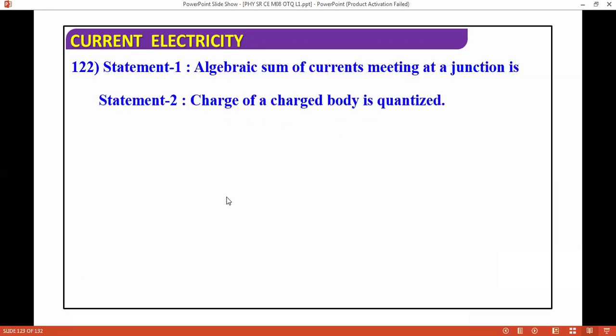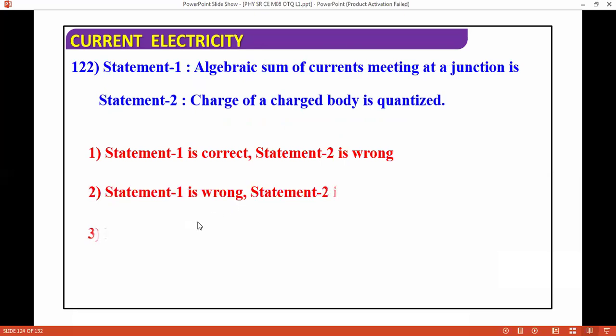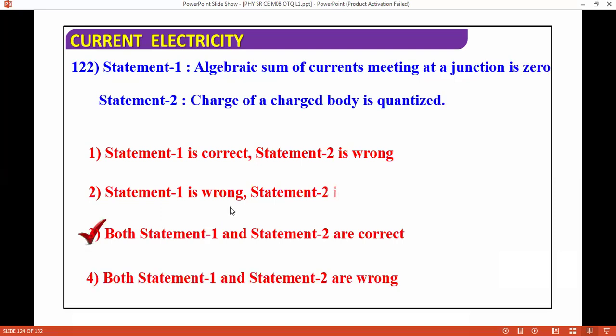The charge of a charged body is quantized. No issue in it, and this is also correct, no issue in it. We can go with the two options; no issue in them.